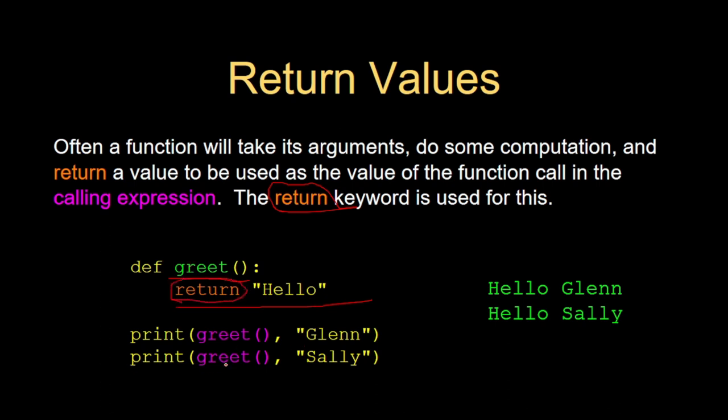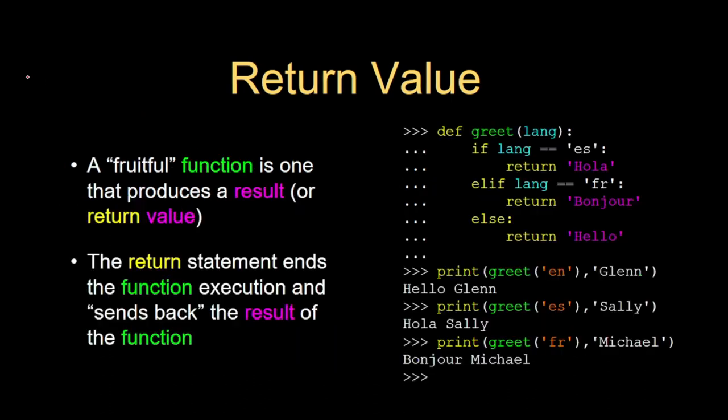So print greet, hello greeny, hello salary. This is how return values work. A fruitful function is a function that produces a result or returns a value to the caller. The return statement ends the function execution and sends back the result of that function to the caller. This is how return works. When we call this function, this output is displayed.